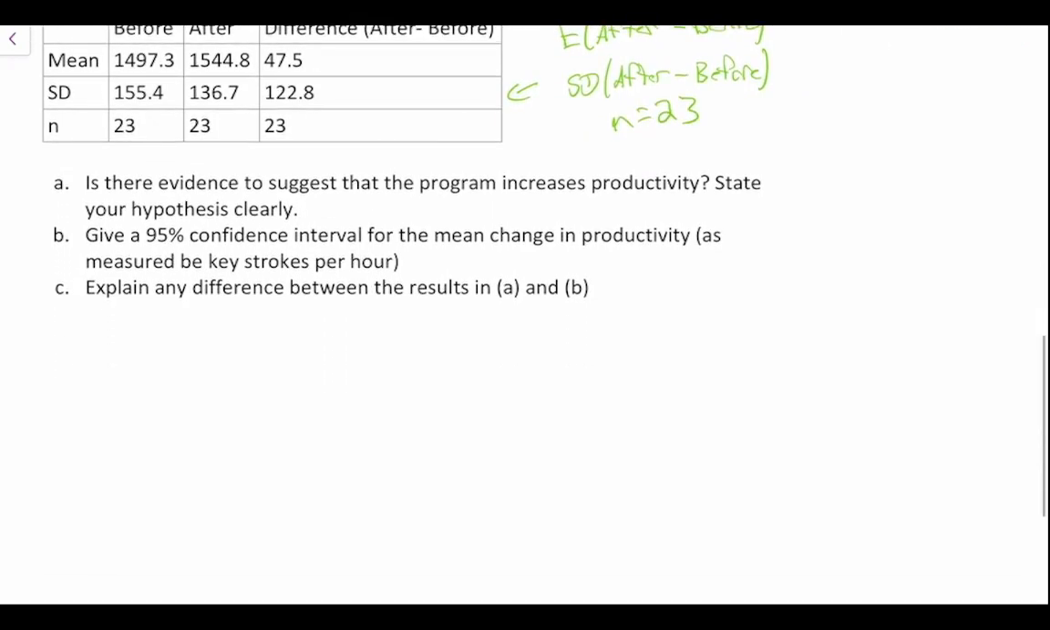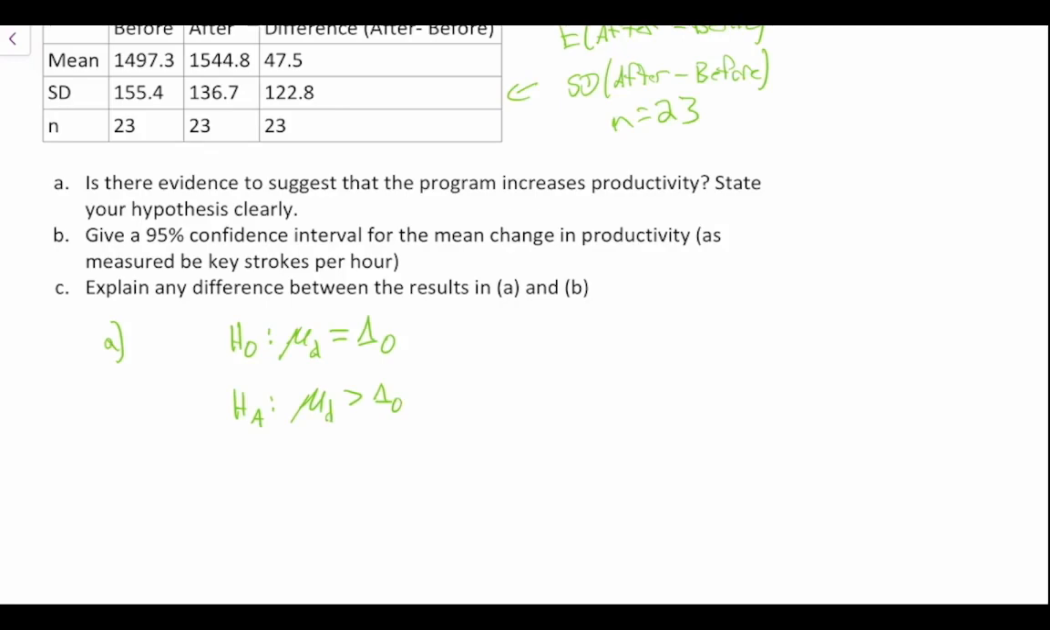So the first part, in A, the question is asking us, is there evidence to suggest that the program increases productivity? State your hypothesis clearly. So our hypotheses are as follows. Our H naught, or our null hypothesis, is going to be that the mean difference is equal to delta zero. Okay? Meaning that there is no difference between the groups. Our alternative hypothesis is going to be that the mean difference is greater than delta zero.